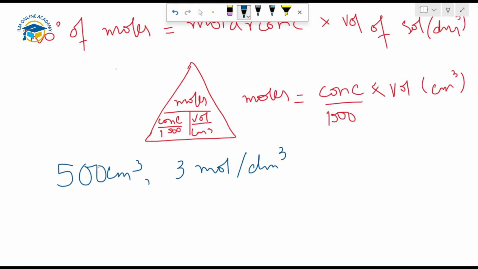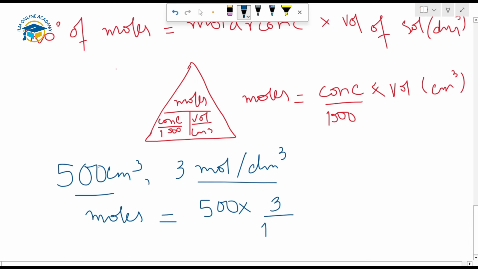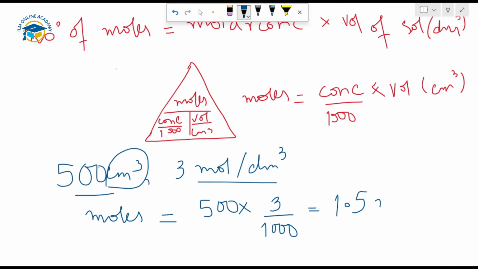Now the concentration is given and the volume is given, so we have to find the moles. For calculating the moles, we apply the above formula. 500 is the volume, multiplied by the concentration, 3, and divided by 1000 because the volume given in the question is in cm³. After simplifying, the answer is 1.5 moles. So this is how you can find the concentration, the moles, or the volume of any substance if two values are known and the other one is unknown.